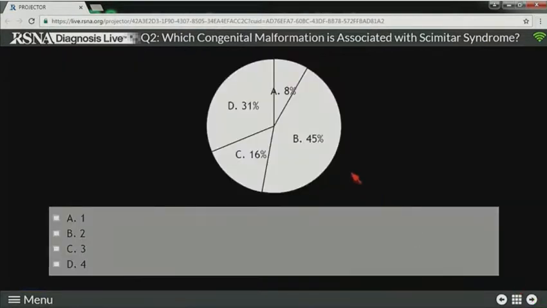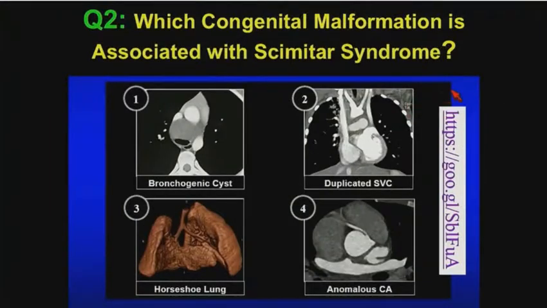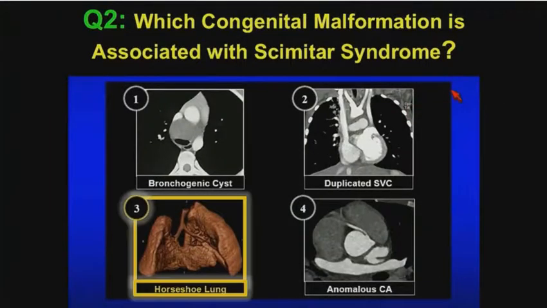I think that most people picked B. That was actually a duplicated superior vena cava. And a couple of people picked D, which was actually anomalous coronary artery. The correct answer is actually horseshoe lung.